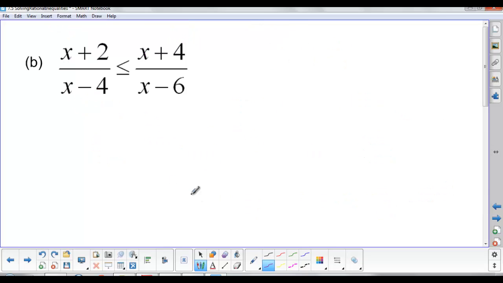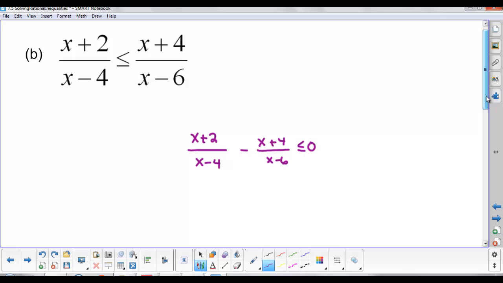Okay, so in example B, we'll start off by keeping the x plus 2 over the x minus 4, and we'll move the x plus 4 over x minus 6 to the other side. And again, take note that this is less than or equal to 0. That'll be important a little later on.